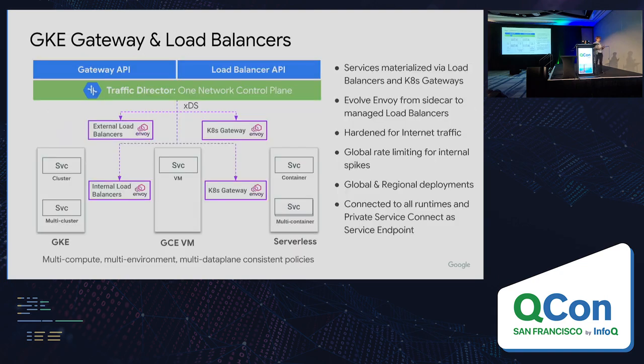And let's start looking at one at a time. So GKE, gateway, and load balancer, that's typically how services are materialized. And so what we did, we evolved Sidecar Envoy, which was the original deployment, to become a managed load balancer. And we spent more than a year hardening it in open source to become available for internet traffic. We also have global and regional deployments. Global deployments are used for customers who have a global audience or who care about cross-regional capacity reuse, or in general, they need to move around. Versus regional deployments for customers who care about data residency, especially data in transit, or look at regionalization as an isolation and reliability deployment. So we provide both, and it's all connected to all runtimes.